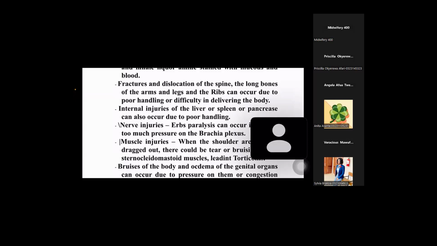So when the baby is presenting with breech, your vaginal examination should be able to tell you the part that is presenting, whether it is compound or not. So when you are able to know the part that is presenting, then you will know how to deliver and handle the baby to prevent the injuries we are talking about. Thank you.